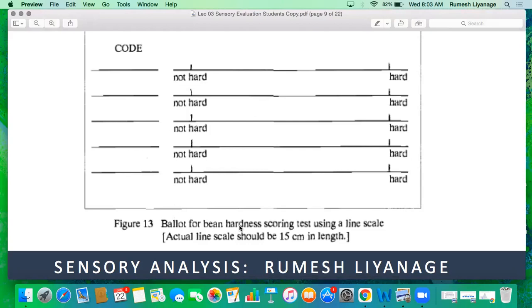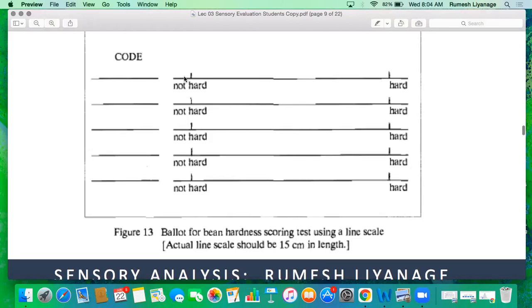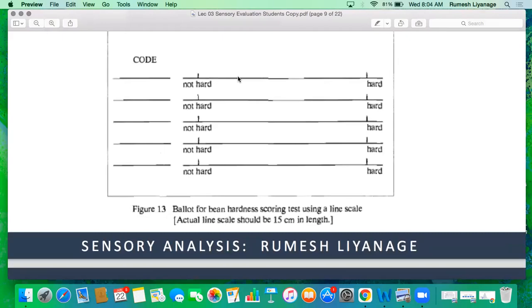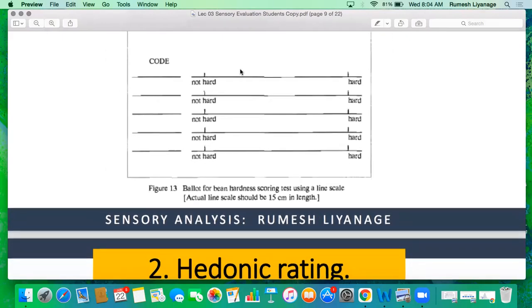And ballot paper for bean hardness scoring test using a line scale. Actual scale is 15 centimeter. From here to here, 15 centimeter. Then it means there are 15 numbers, right? Then if you mark here, the research team can quantify your perception, right? Understood?